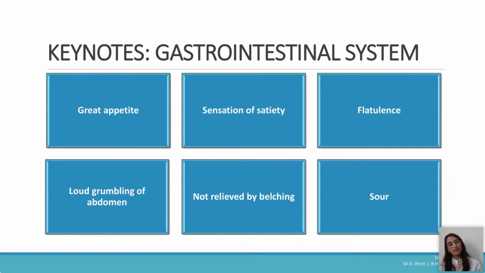But the sensation of satiety is equally marked. A few mouthfuls. This is a very characteristic symptom that all of us must have read. That a few mouthfuls causes a sensation of satiety.